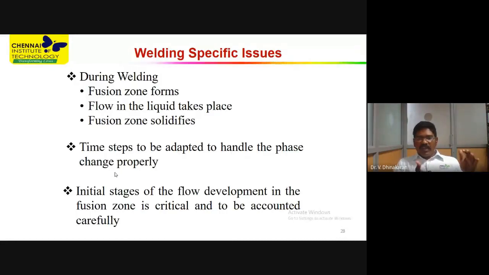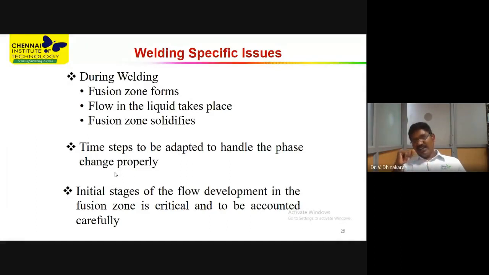This ability of the heat to penetrate the material is understood from the physical process. But how do we impart this in the numerical simulation, to take care of this ability of the material to penetrate the heat? For that, the time step will play a major role. So the time step has to be properly defined when solving the problem.